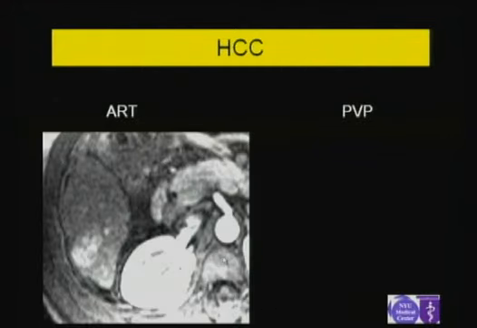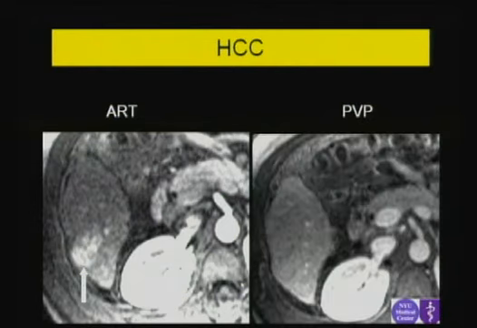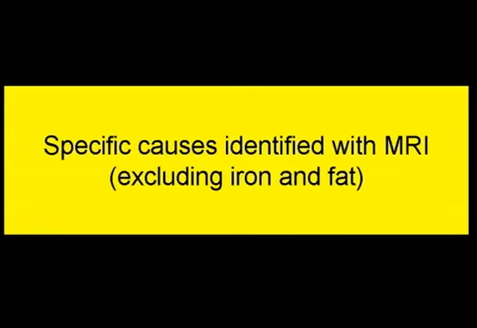Again, the arterial phase timing is essential for HCC detection. This is a cirrhotic liver with an enhancing lesion in the right lobe of the liver that you can completely miss on the portal venous phase. HCC.